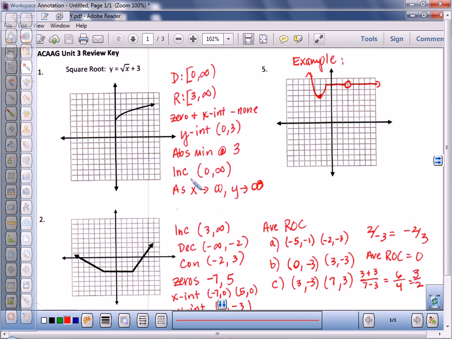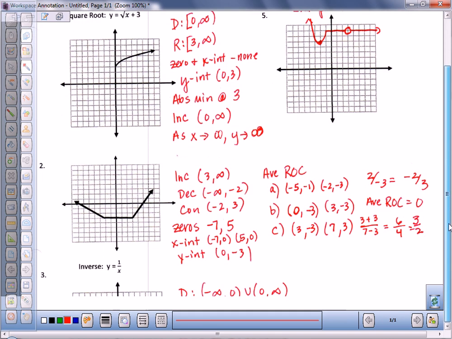This function is increasing from the x values of 0 to infinity. So remember, we use our x values when we talk about increasing and decreasing intervals. So it increases from 0 to infinity. And we are not describing this end because it does not continue, but we can describe the other end. As x approaches positive infinity, the function also approaches positive infinity. Any questions about number 1? All right, let's take a look at number 2.